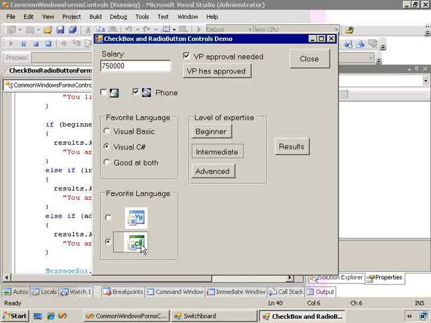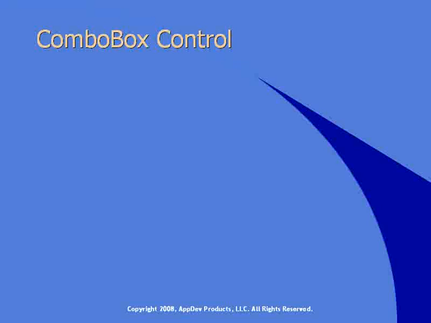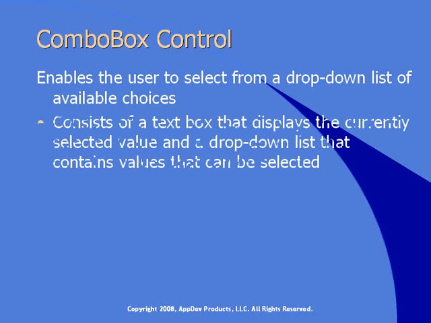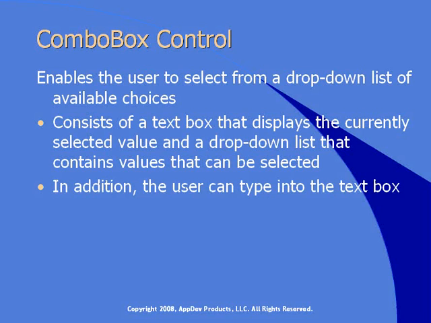if it's been selected. You can use the combo box control when you want to give the user the ability to select from a list of available choices. And the way the combo box works is that there's a text box that displays the currently selected value, and then all of the possible values that can be selected are displayed in a drop-down list. And in addition, the user can type into the text box, and then you can decide whether the user can add new items to the list by typing, or if they can't.